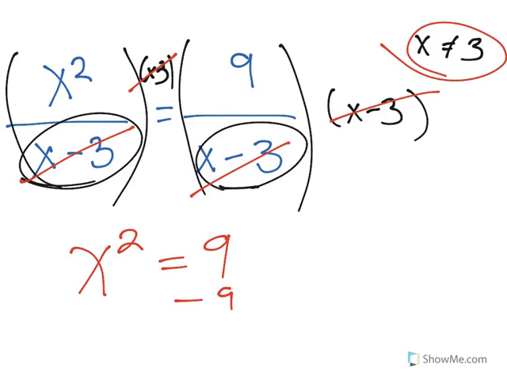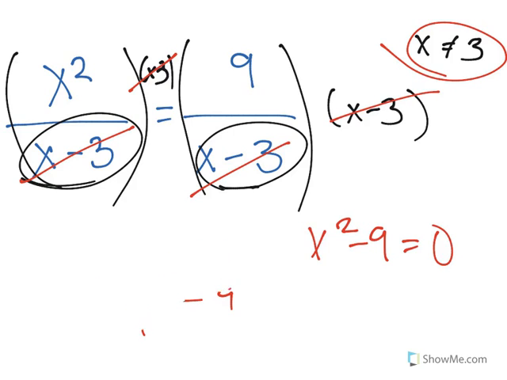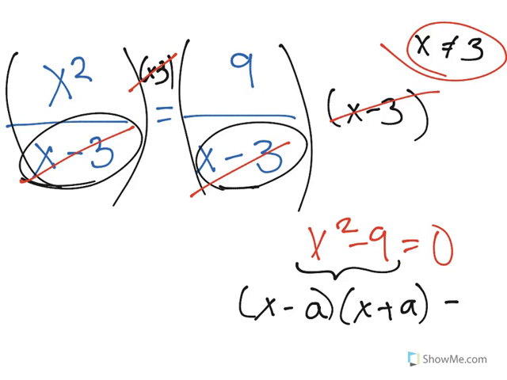Now we just subtract 9 from both sides, and we get that x squared minus 9 is equal to 0. It has been a while since we learned how to factor, but I hope that you remember that this is a difference of squares, which means that we have x minus some constant a times x plus some constant a, which is equal to 0, and a is just the square root of 9.